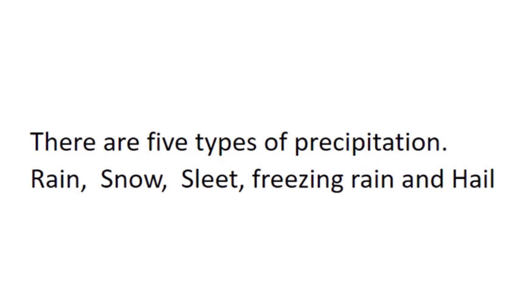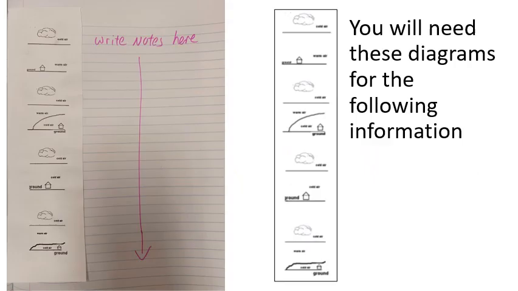There are 5 types of precipitation: rain, snow, sleet, freezing rain, and hail. We're going to look at 4 of those 5 today in this presentation. You're going to need this little strip of diagrams. We're going to glue them into the notebook like you see here, and then we're going to summarize them. We're going to describe what's going on in the space in our notebook beside it.